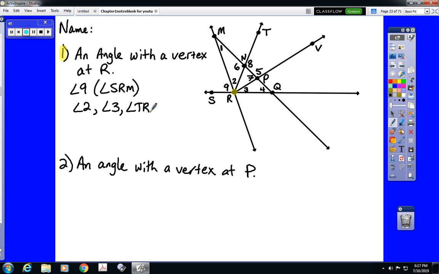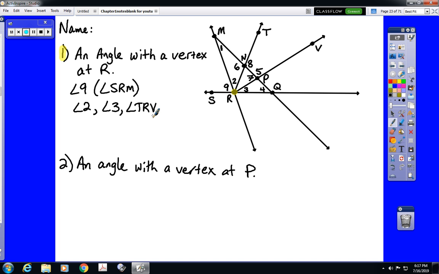Angle TRV. Notice how R is in the middle. That indicates that R is the vertex. We could give one of the other names for angle 2 or angle 3. There are also additional names that we could give for TRV. We could say NRP, PRN, VRN. Those are all the same angle. So those are 4 answers.